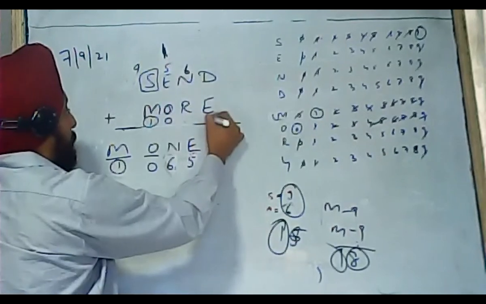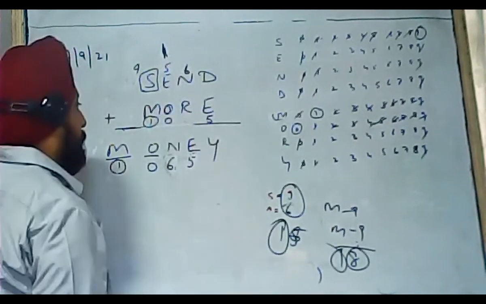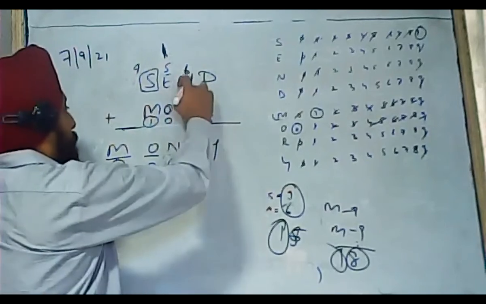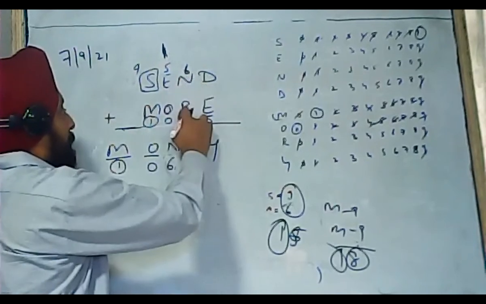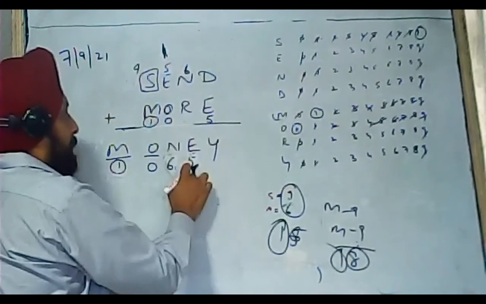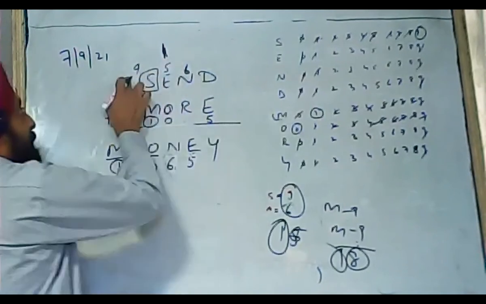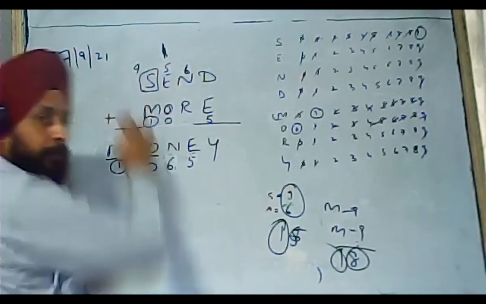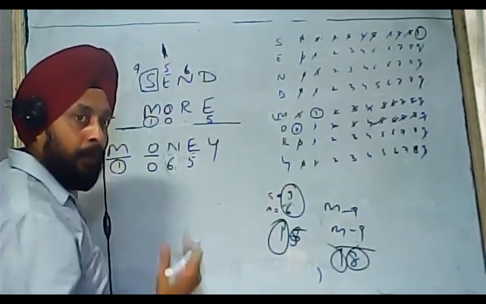Same 5 will be here also. Now you try. So 6 plus something, you want 5. So 6 plus 9 can be 15, which will generate the carry. But 9 is already given here. So you cannot give 9. So what can you give?